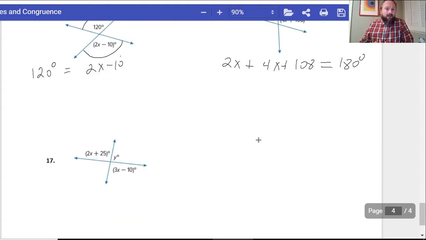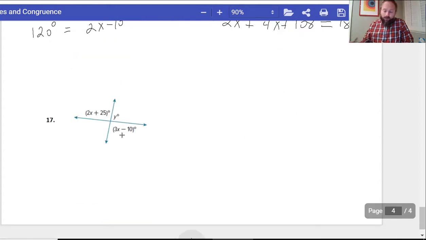So this last one, we see that we want to solve for each of the variables. So first thing we'd want to do is solve for the x's by using the vertical angles, and vertical angles are congruent. And then once we figure that out, we could figure out that these two added together are equal to 180 degrees. So what's y equal to?